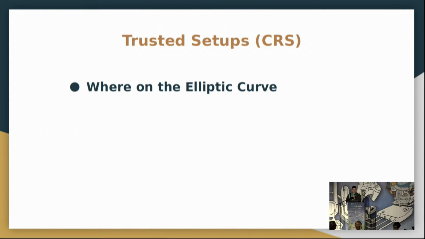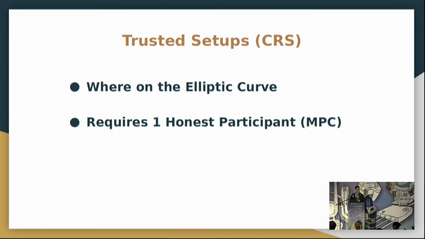Trusted setups. Let's look at what trusted setups are first. It's where on the elliptic curve the verification and proving is happening. We won't get too deep into that, but basically you use an MPC, multi-party computation ceremony, to be able to prove or provide a secret on chain.